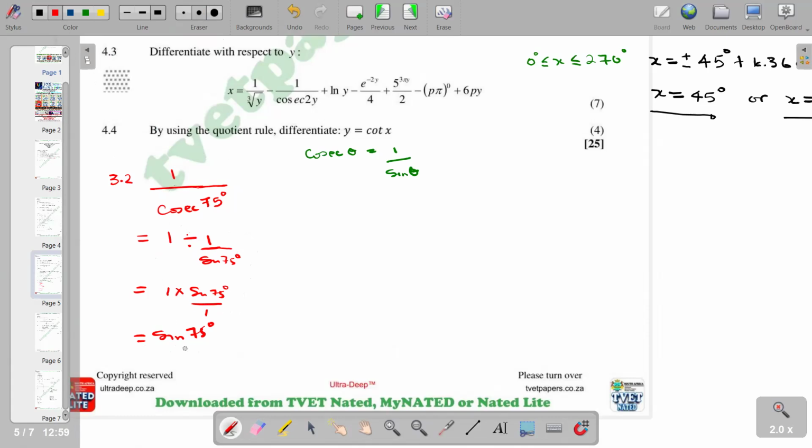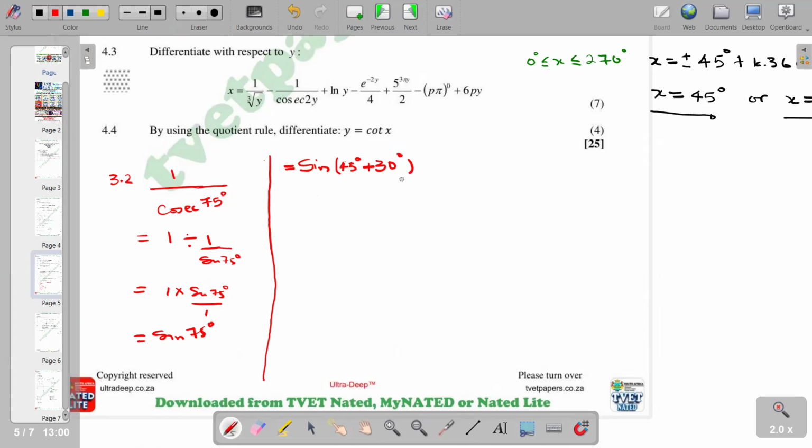But now we are required to simplify this without using a calculator. It therefore means you have to link special angles. The moment you are required to simplify without using a calculator when dealing with trigonometry, firstly think in terms of special angles. So which special angles can we combine to get 75? This can be written as sine of 45 degrees plus 30 degrees. 45 plus 30 gives us 75.